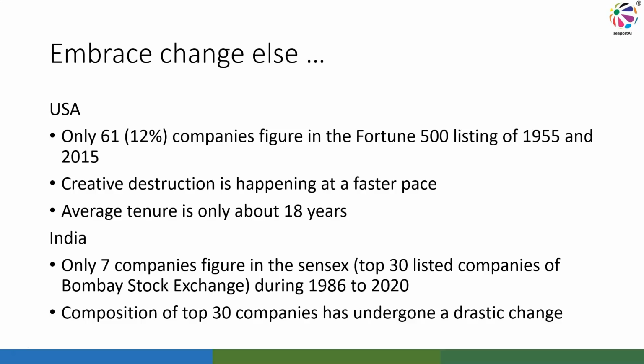Sensex is the top 30 listed companies of Bombay Stock Exchange, right? Only 7 companies figure in the Sensex during 86 to 2020, right? So you can see the level of churn that's happening. And the composition of top 30 companies has also undergone a drastic change. Now we have banking, technology, telecom, and other companies, compared to manufacturing and other types of companies then, right?